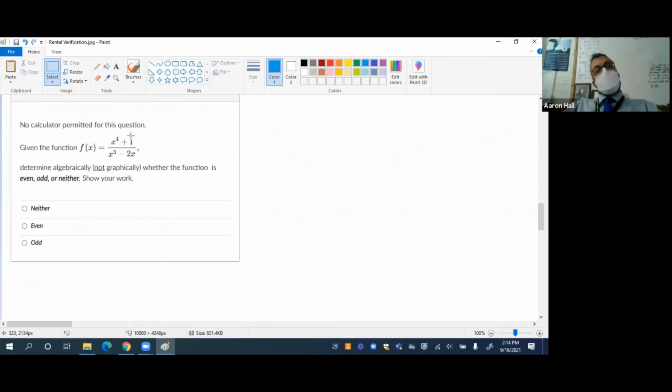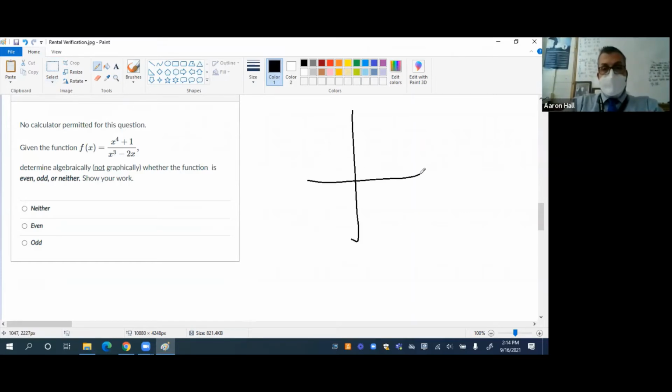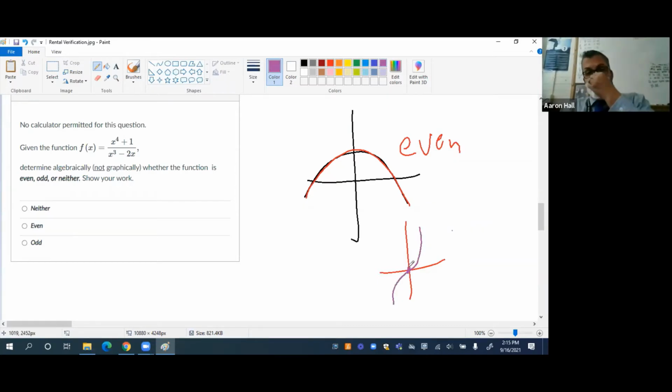Because remember, if it's graphically, we could put this into our graphing calculator and see whether we have a line of symmetry that is the y-axis. And in that case, this would be even. Or if we have rotational symmetry, 180-degree rotational symmetry about the origin, then it is odd.